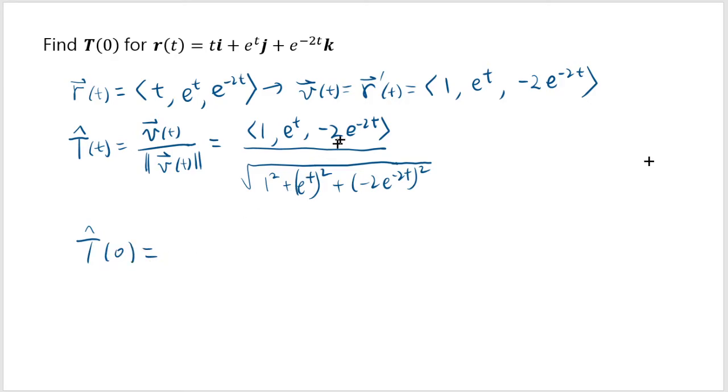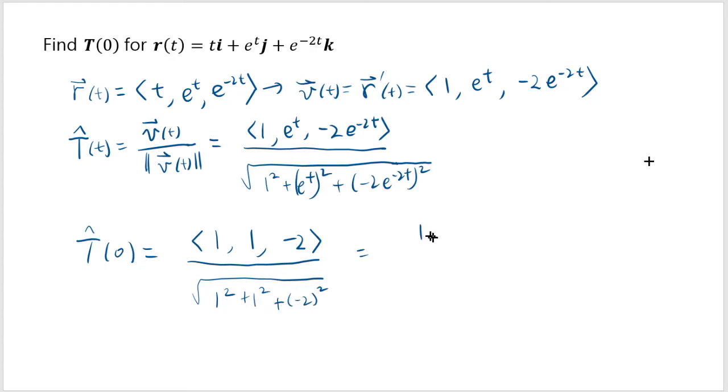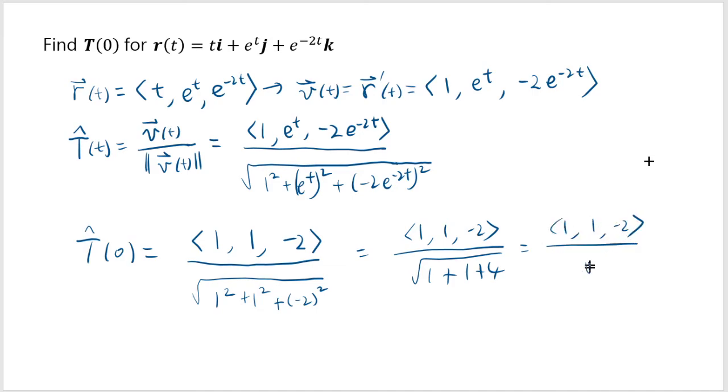T(0) would be, that means you're replacing 0 for all the t values, so you're going to be getting 1, e^0 is 1, and -2 times e^0 is also -2, and then the square root of 1 squared, this is 1 squared, and this is (-2) squared. So what's that? ⟨1, 1, -2⟩ over the square root of 1 plus 1 plus 4. So it's going to be ⟨1, 1, -2⟩ divided by the square root of 6.